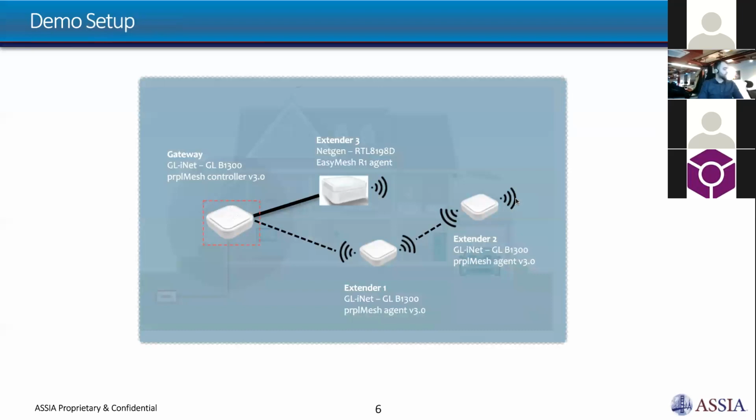This is my demo test setup. First, I have one gateway, which runs as the controller. I have 2 GL.iNets connected wirelessly, and the wireless backhaul is 5G. And this retail box is connected directly to the controller with Ethernet. So I have a mix and match network topology in my test setup.